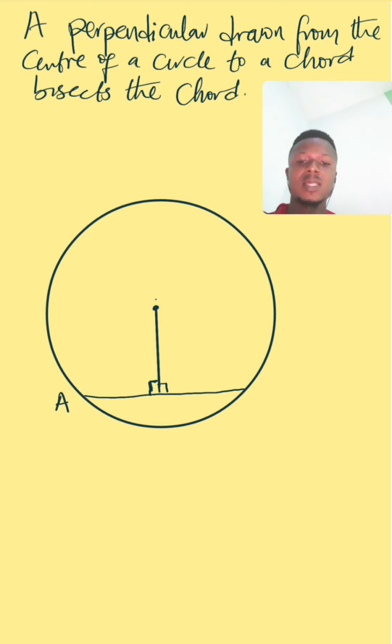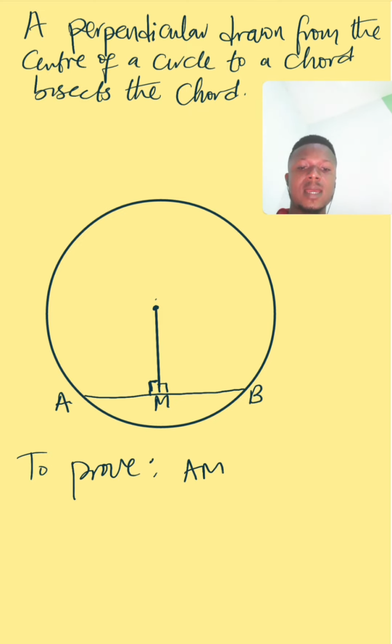So supposing here is A and here is M, while here is B, we want to prove that line AM must be equal to MB. That is what you want to prove, that these two distances from A to M and from M to B are equal, because the theorem says that a perpendicular drawn from the center of a circle to a chord bisects the chord.